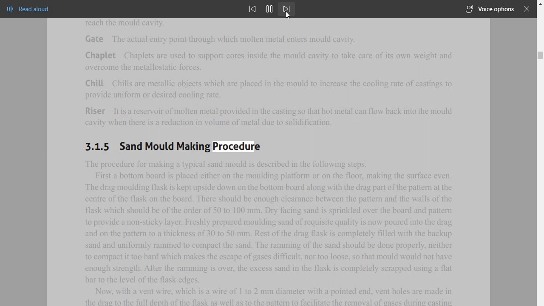3.1.5 Sand mold making procedure. The procedure for making a typical sand mold is described in the following steps. First, a bottom board is placed either on the molding platform or on the floor, making the surface even. The drag molding flask is kept upside down on the bottom board along with the drag part of the pattern at the center of the flask on the board.